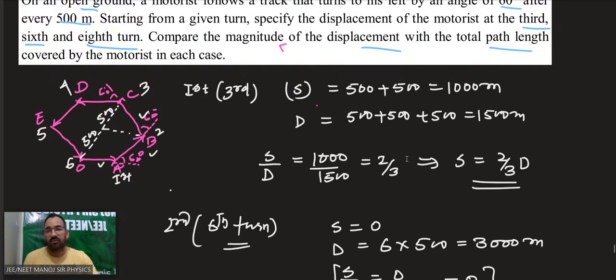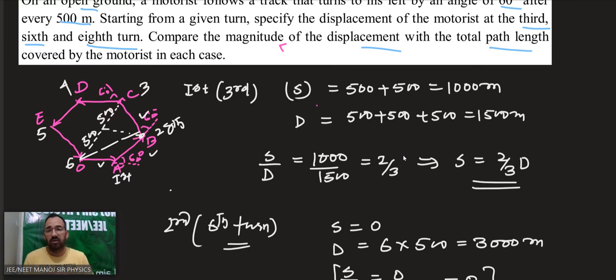Let's see where is eighth turn for you. Eighth turn is here. 1, 1st, 2nd, 3rd, 4th, 5th, 6th, 7th, 8th. This is called eighth turn. Now, directly you need to find out the displacement between initial position to the final position, that is eighth turn, at this particular position B. Now you need to find out, you have different way to solve it.